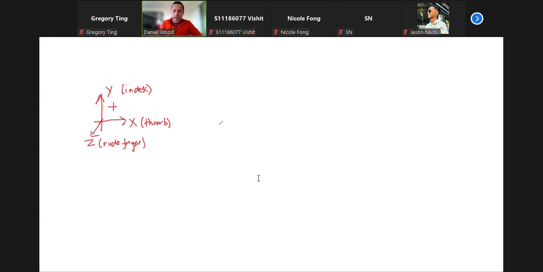Now, it will be a free body. So if you're drawing a bridge, for example, you might have a truss structure.